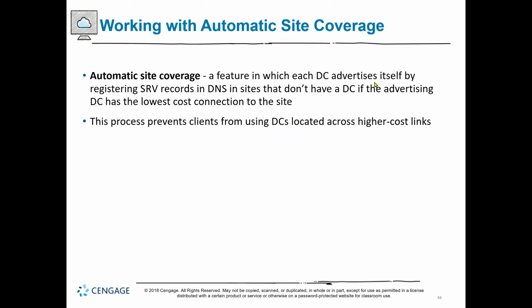Working with automatic site coverage. This is a feature in which each DC advertises itself by registering SRV records in DNS for sites that don't have a DC, if the advertising DC has the lowest cost connection to the site. This process prevents clients from using DCs located across higher cost links.